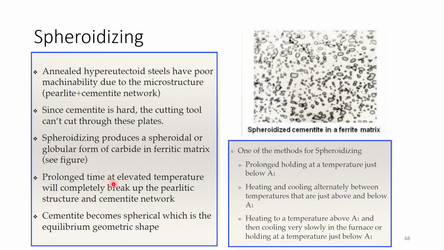Prolonged time at elevated temperatures will completely break up the pearlitic structure and cementite network. The cementite becomes spherical, which is the equilibrium geometric shape. One of the methods of spheroidizing is prolonged holding at a temperature just below A1, or heating and cooling alternately between temperatures that are just above and below A1, or heating to a temperature above A1 and then cooling very slowly in the furnace, or holding at a temperature just below A1.